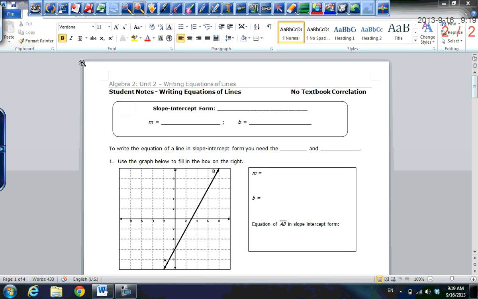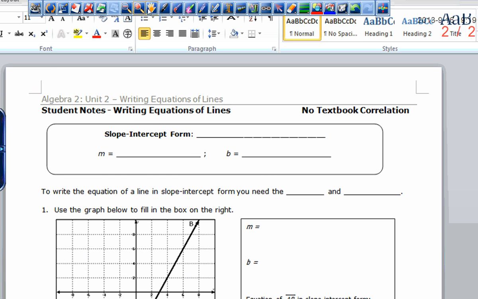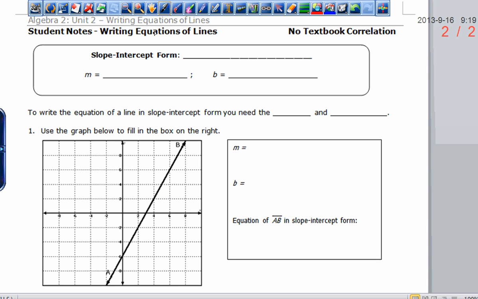Writing equations of lines. First thing, slope-intercept form is y equals mx plus b, where b is the what? The y-intercept, and the m is the slope.